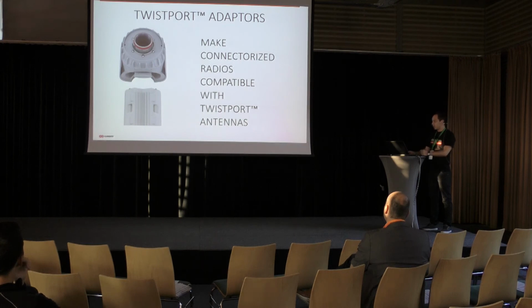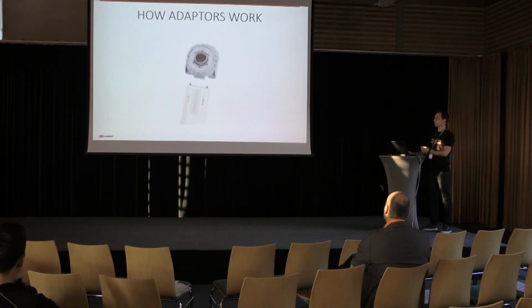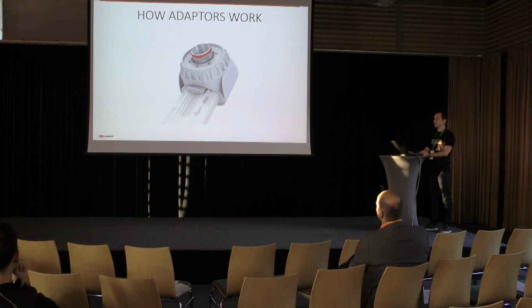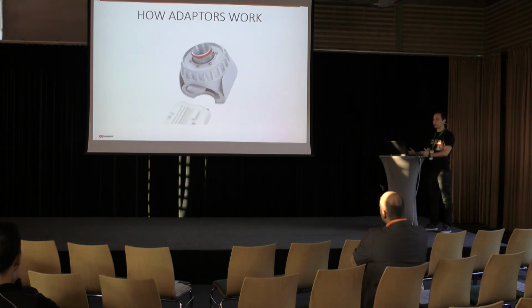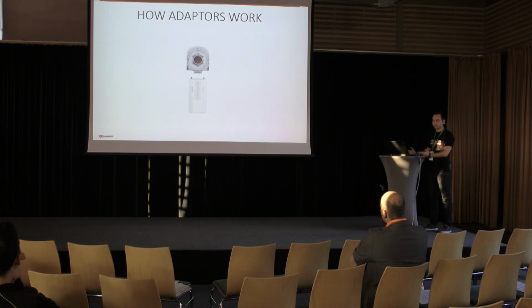So they just made a connectorized radio compatible with our twist port antennas. How does it work? You will just slide the radio inside. When you need to release it, you will just push the button. Nothing else.